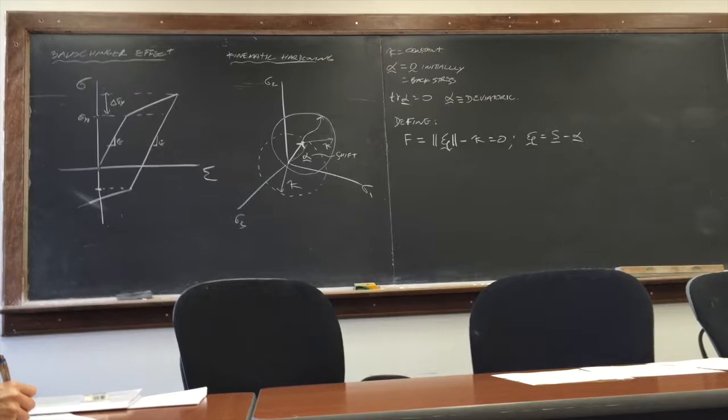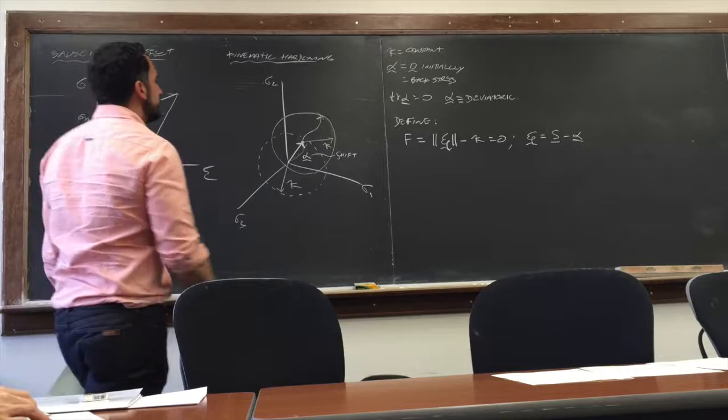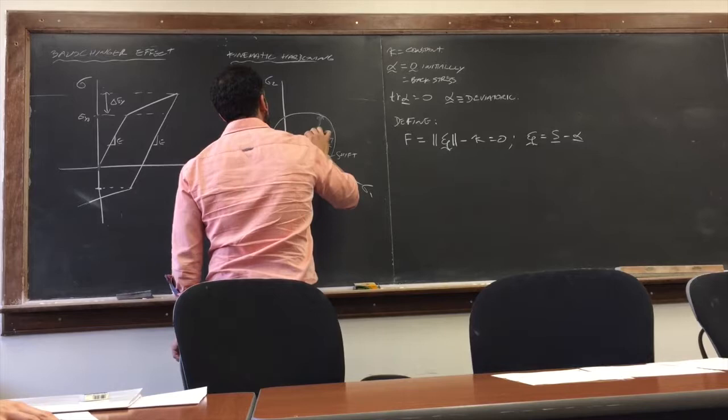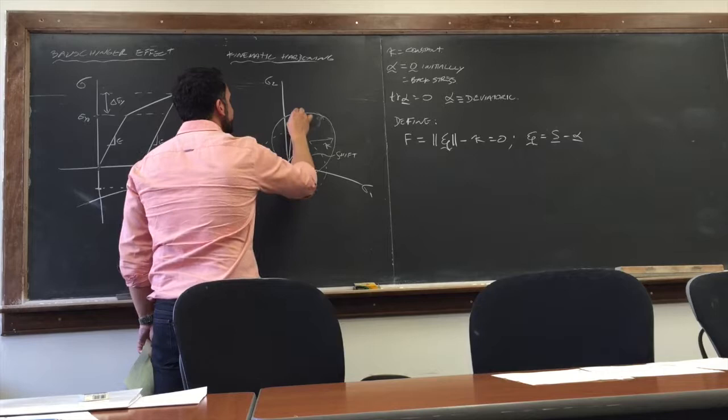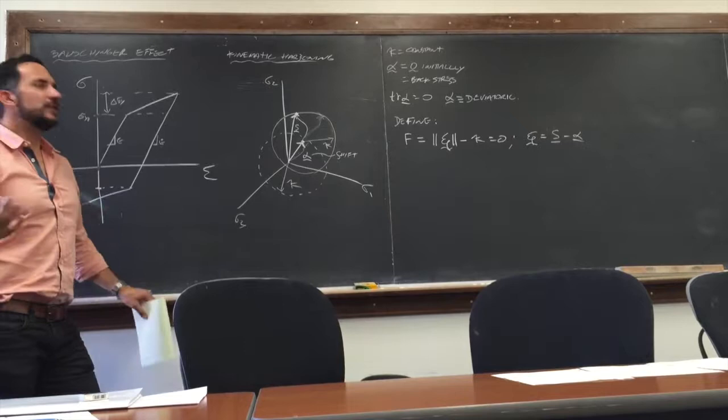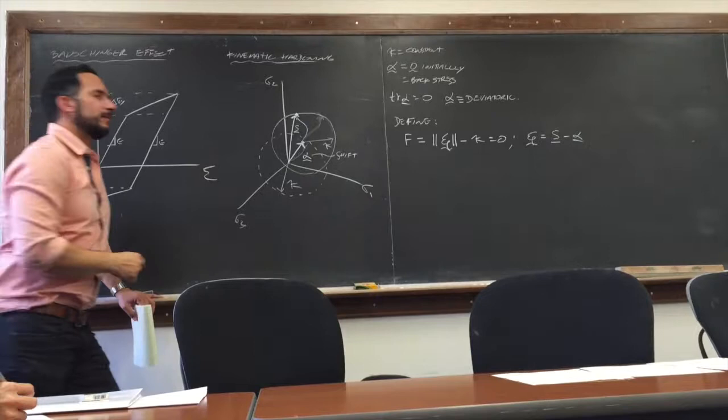Now, let's say, just for the sake of argument, that I didn't land there. Let's say I landed here, just to be able to do better graphics. Okay, so my S is this guy. That's the projection of my sigma at that point on the deviatoric plane, right? So I see S as this vector, right?